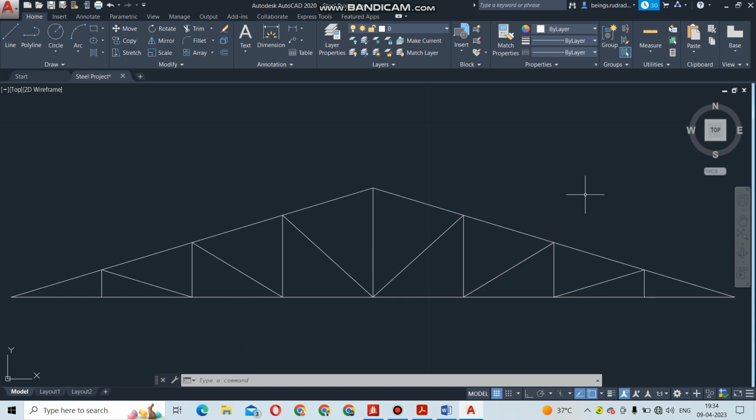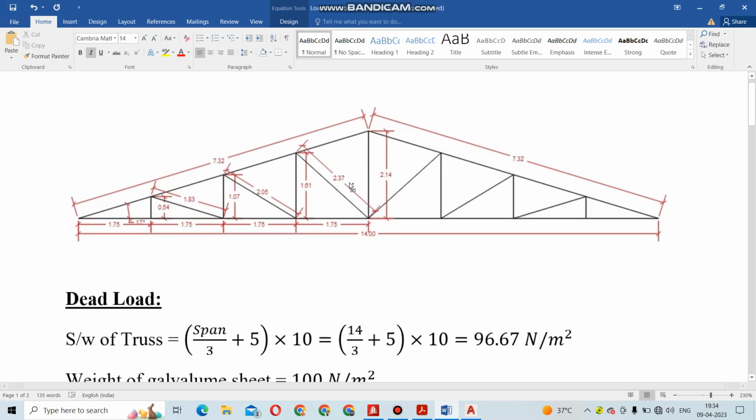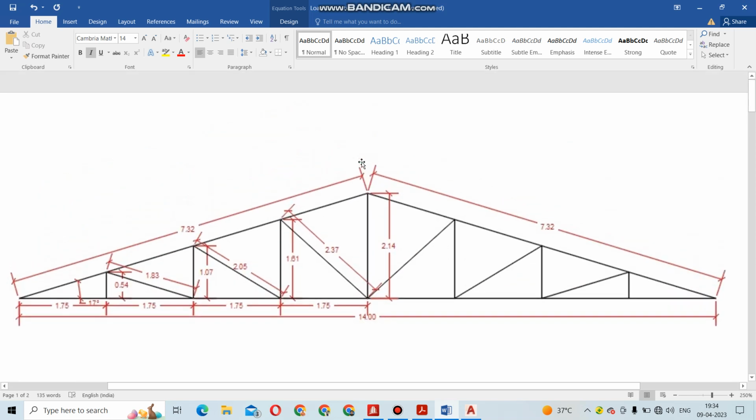So now we will see what dimensions are given. This is our truss. The span of this truss is given here as 14 meters, and the pitch angle is given as 17 degrees. The other things, the vertical lengths and inclined lengths, we have to calculate using this span and pitch angle, or we can say roof angle. So we have calculated all those lengths of the strut, sling, rafter and each tie.